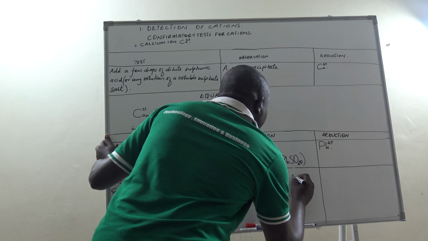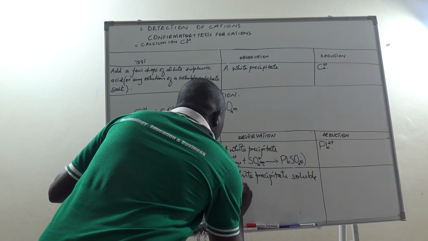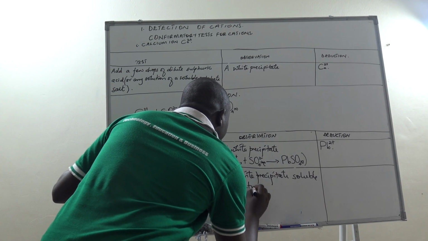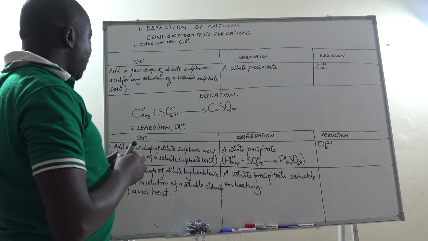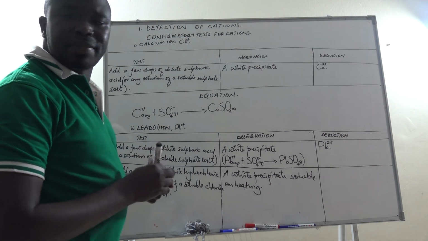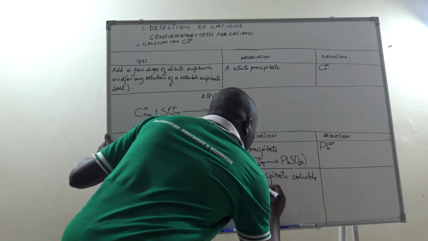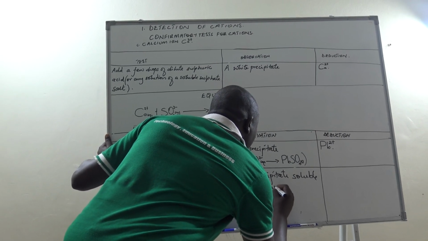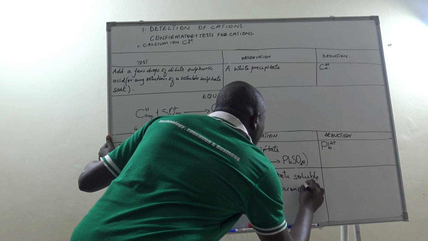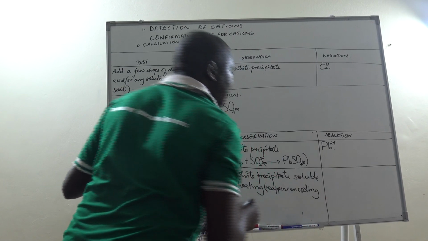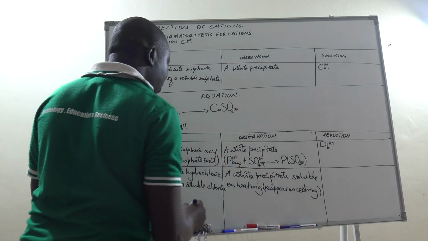So we shall say soluble on heating. And remember that when it cools down, the white precipitate will come back. So it is able to reappear on cooling. I've added this one as additional information.